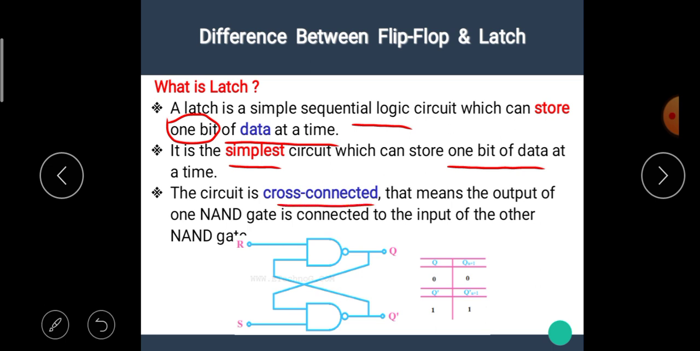Here we can see that there are two NAND gates. The two inputs are given, but the input of the first NAND gate is connected to the output of the second NAND gate, and the output of the first NAND gate is connected to the input of the second NAND gate. This connection is called the cross connection. I hope you all understand here. Now let's see the next part.